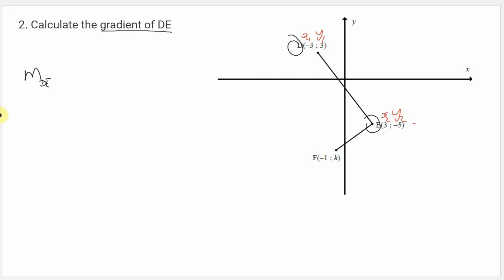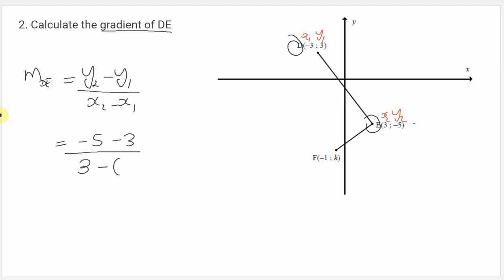and you write DE because this is the gradient that you are calculating. You are calculating the gradient between the points D and E, and this is equal to y2 minus y1 over x2 minus x1, and then you substitute. Your y2 is negative 5, your y1 is 3, your x2 is 3 again, and your x1 is negative 3, and you'll find that your gradient, if you calculate properly, is negative 4 over 3.